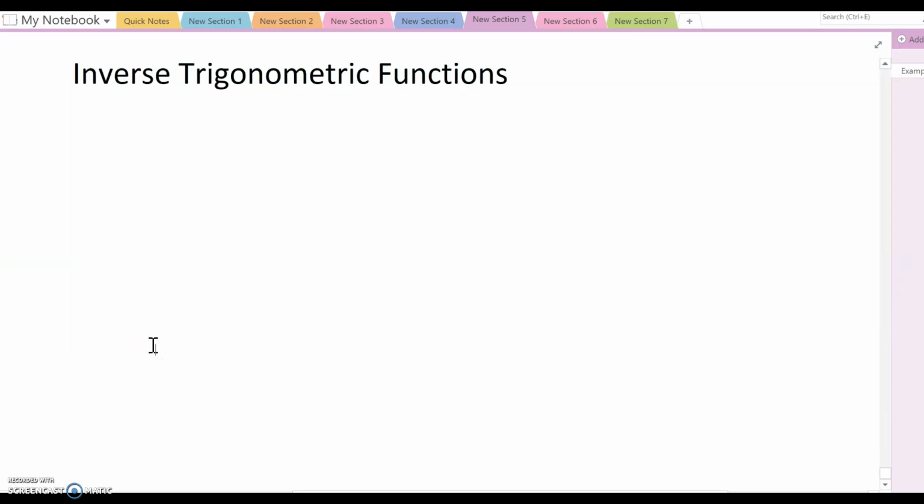So, inverse trigonometric functions. This time we're only talking about how to find inverse trigonometric function values. Okay. Before doing this, we wanna briefly review the unit circle.